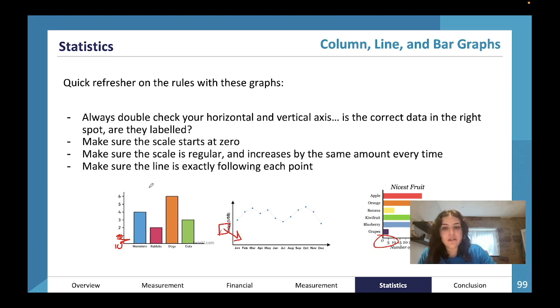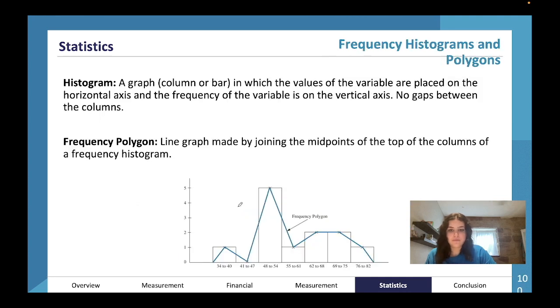You also have to make sure the line is exactly following each point. So you can't draw 4 hamsters to here, right? Where it's like 4.7. You also can't draw January to February over here and then March is back here. You have to line them up with each piece of information. Also, when you have column or bar graphs, you need to leave a space between each bar, which has been done on each of these.